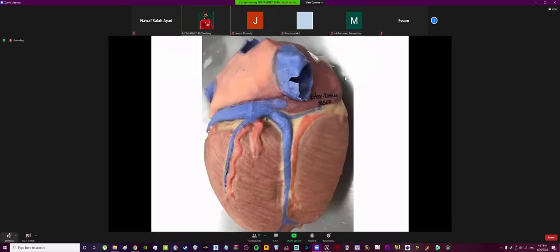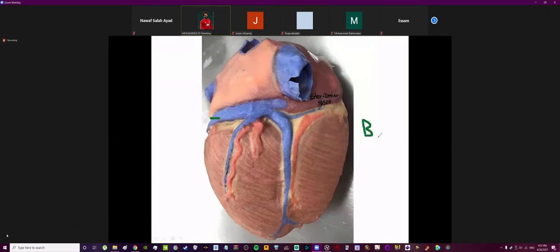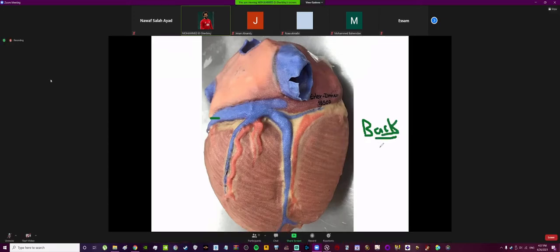This part is also the back of the heart. During the OSPE, I will specify for you to be clear whether this is the back of the heart or the anterior view of the heart. This is the back of the heart. What is the name of this vein? Coronary sinus. Identify this artery. Posterior interventricular artery.